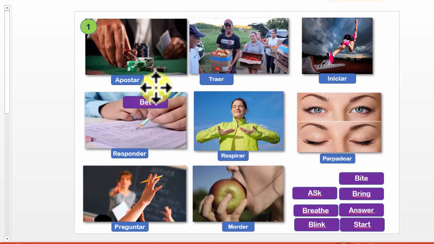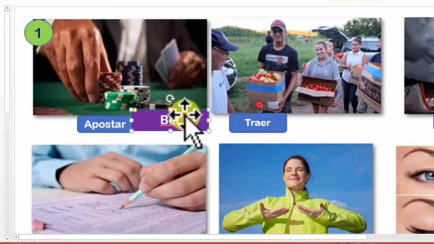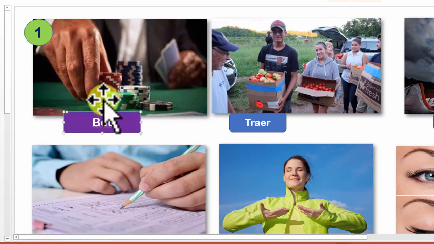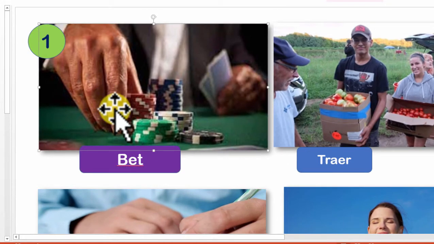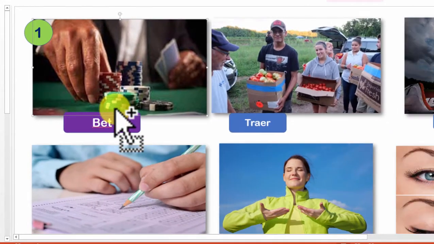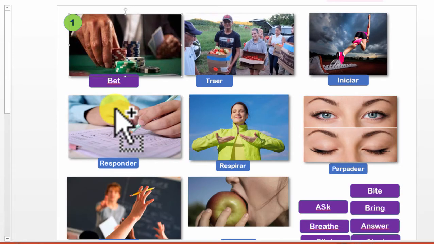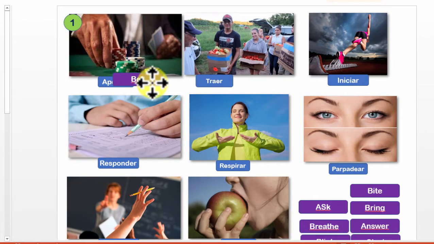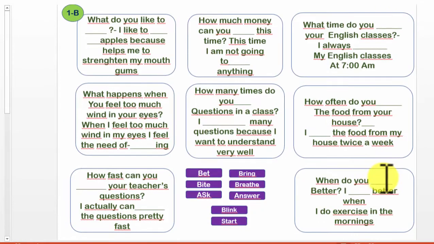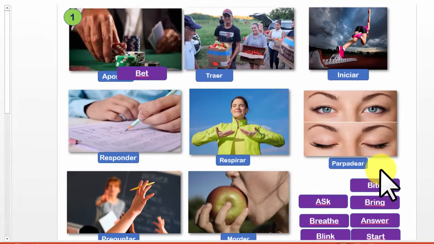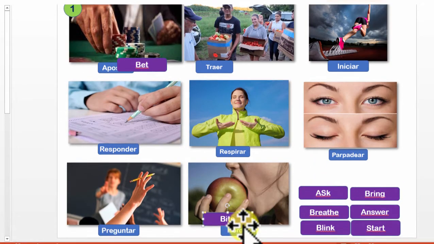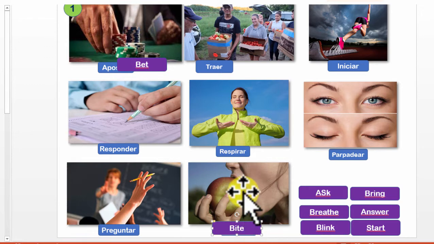Entonces el bet is apostar, so you know that. So basically we are going to replace this of bet. Ready? So you know that you bet. Maybe when you go to a casino and then you want to play, so gamble. You know, gambling is when you go to play at the casinos. Okay, then the next is bite, bite. Bite is morder. That's right, so you use your teeth for biting. Utilizas tus dientes para morder.